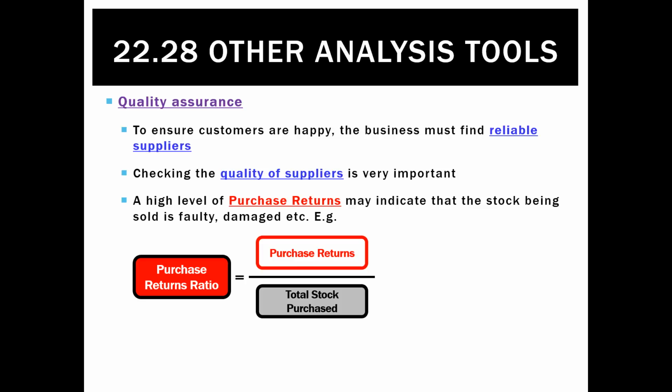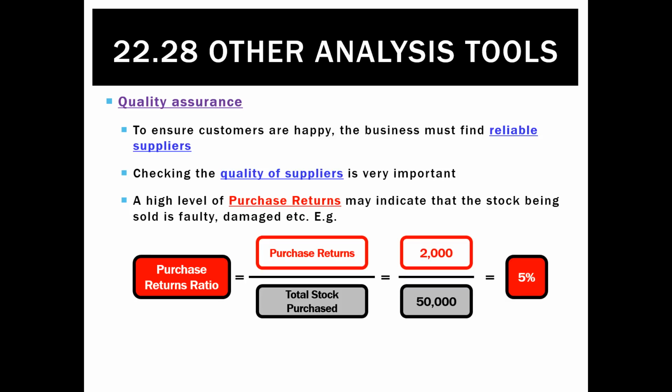So what we could do is take our purchase returns, say that's 2,000, divide it by the total stock purchased, which was 50,000. That works out at a ratio of actually 4%, not 5 as it says there. And what that means is that 4% of all goods purchased are returned to suppliers. Well, that's good to know. That probably says our suppliers aren't very good quality.